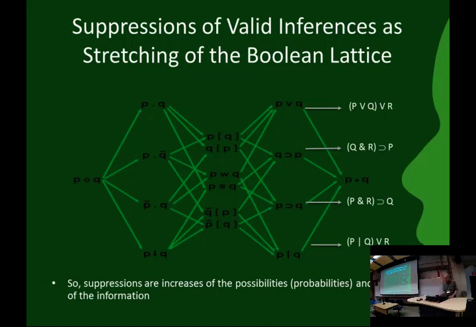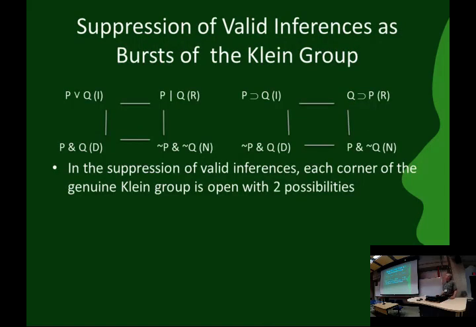Okay, very good. And what happened to the suppression of inferences with the Klein groups? Well, you have a burst of the Klein group. So, in the suppression of valid inferences, each corner of the genuine Klein group is open with two possibilities, depending on whether the library is open or closed.